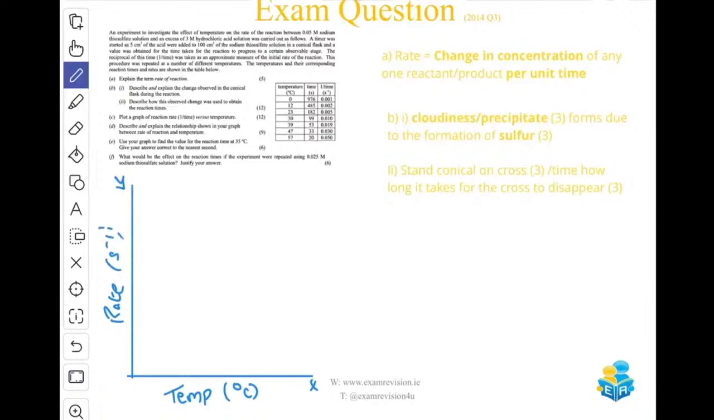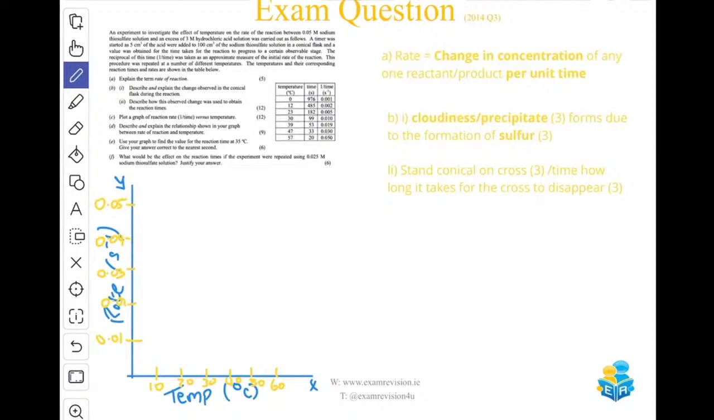Next thing we're going to do is we've got our temperatures. So I'm going to go up in tens. So 10, 20, 30, 40, 50, and 60. And then our rate starts at 0.0001 and goes all the way up to 0.05. So I'm going to go 0.01, 0.02, 0.03, 0.04, and 0.05. Okay, and now we are ready to go and we can start to plot our points.